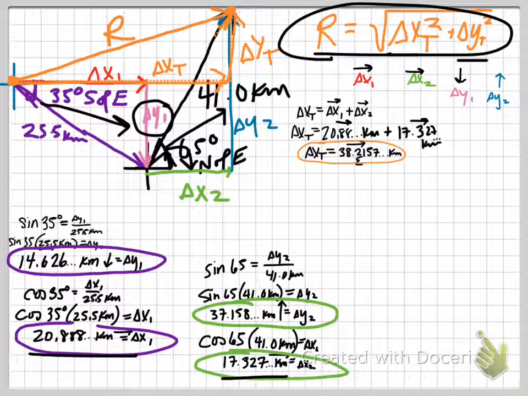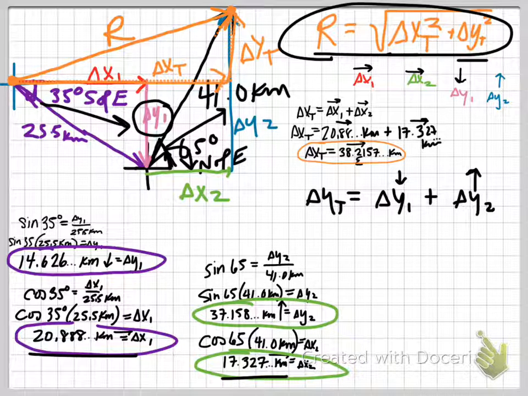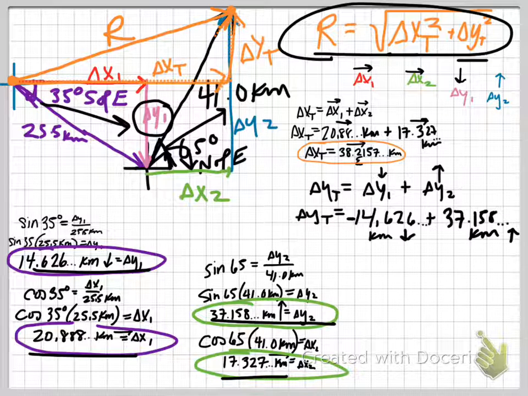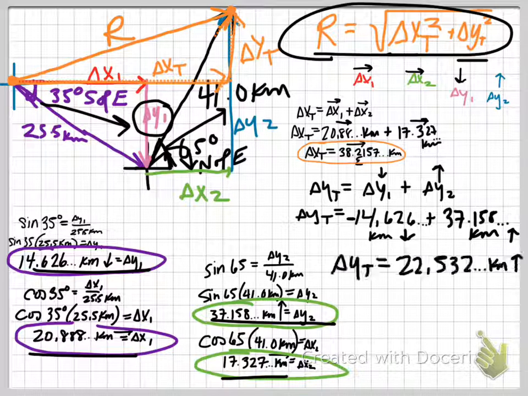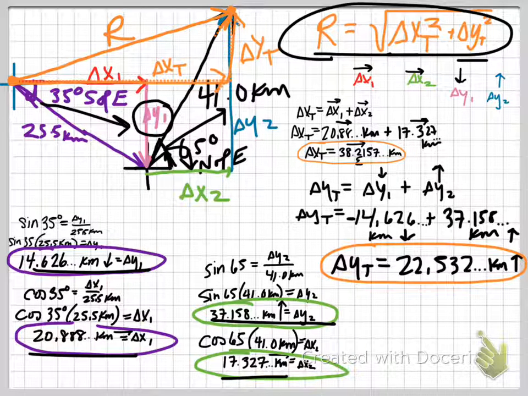Now I want to do my delta y total. Delta y total is equal to delta y1, which is down, plus delta y2, which is up. I can use the Cartesian standard that down is negative and up is positive. That's easy enough. And I'm going to pull my numbers from here and here. So I have that set up. I'm now going to go ahead and get my raw numbers. Okay, so I have a total delta y of 22.523, etc. kilometers, and that's going to be north.